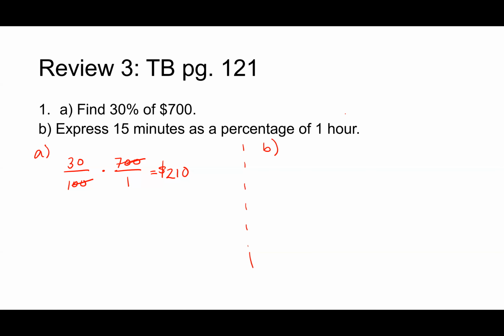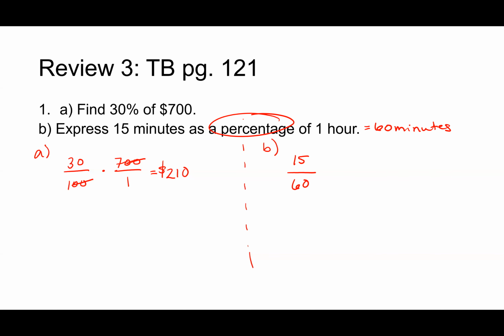Kendall? Yeah, let's do that. Change 1 hour to 60 minutes. Okay. All right. So as is on top, as over of. So what goes on top and what goes on the bottom? Elijah. 15 over 60. Great job.